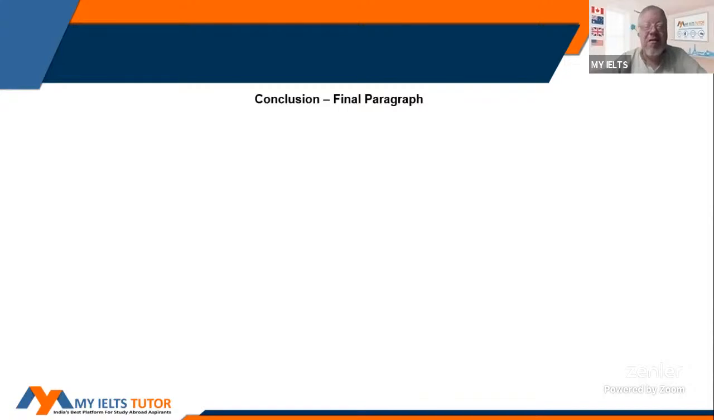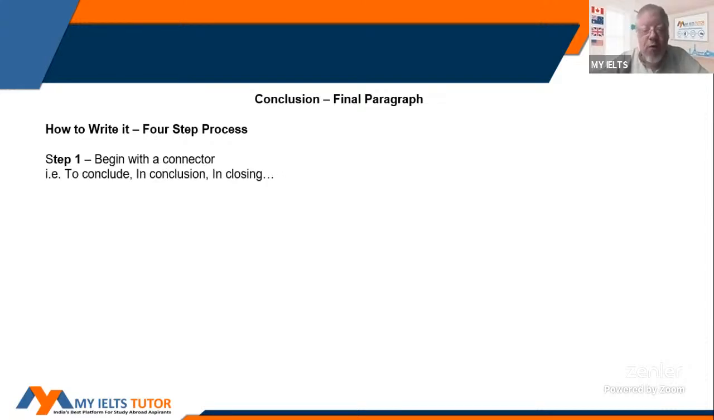All right, so the conclusion is our final paragraph, of course. And so again, watch the video on how to write a conclusion. I go through this step by step, exactly how to write it. But for now, know that writing a conclusion is a 4-step process. Step 1, you want to begin with some type of connector. For instance, you can say to conclude, in conclusion, in closing.